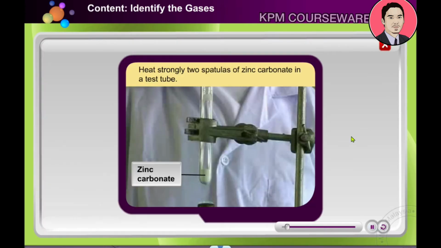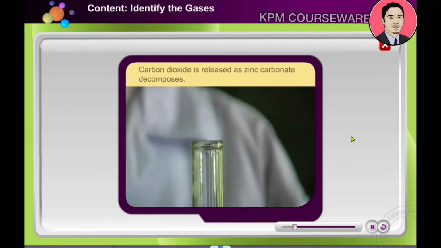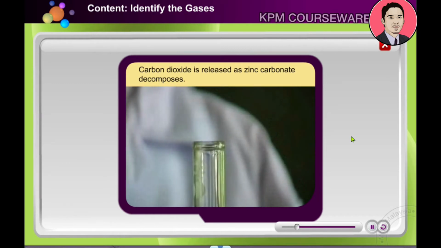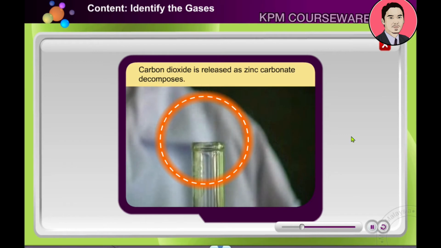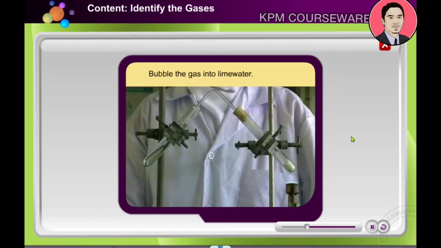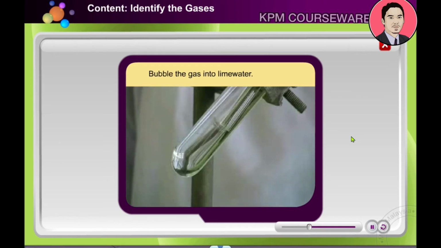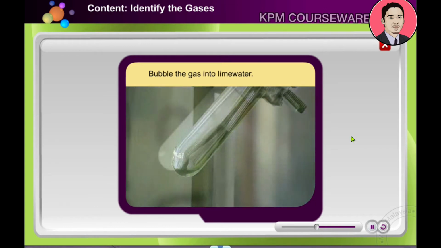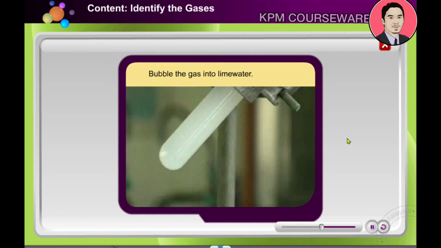Heat strongly 2 spatulas of zinc carbonate in a test tube. As zinc carbonate decomposes, carbon dioxide, a colorless and odorless gas, is released. Bubble the gas into limewater. What do you observe?